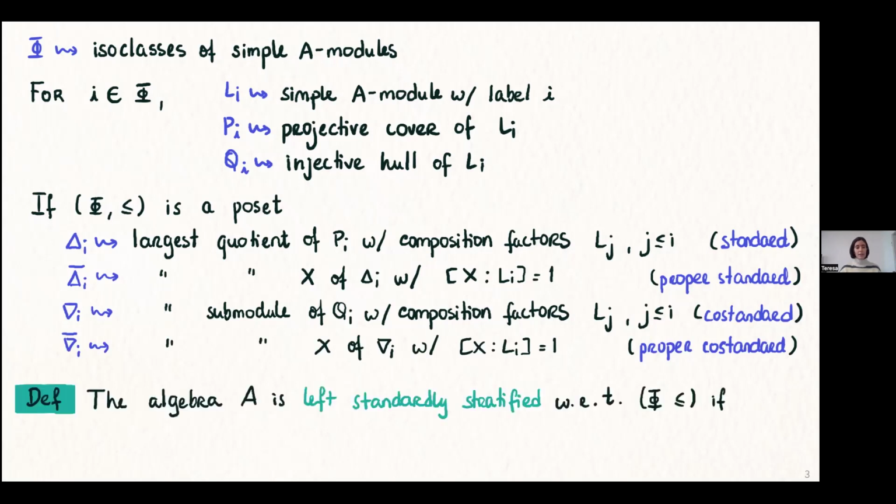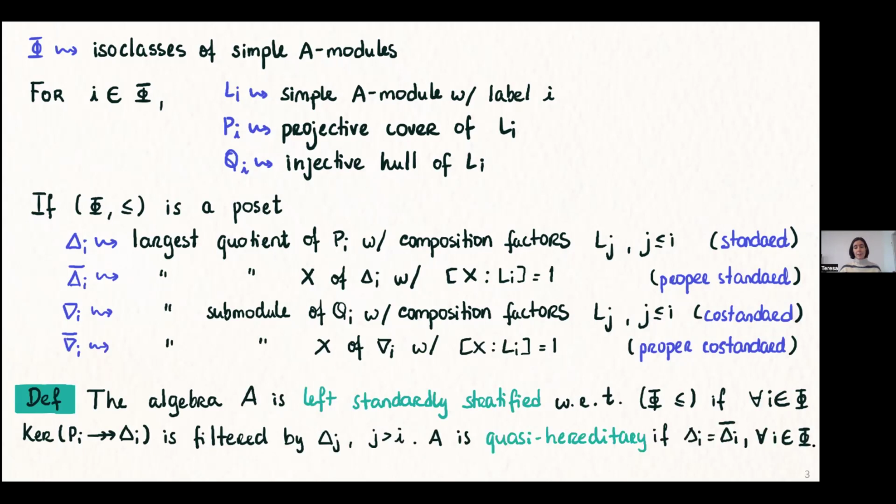Now, what is a left standardly stratified algebra? We say that A is left standardly stratified with respect to our poset phi if for every i in phi, the kernel of the canonical epimorphism from P_i to delta i is filtered by the modules delta j with j greater than i. And A is said to be quasi-hereditary if it is not only left standardly stratified, but also the standard modules coincide with the proper standard modules.